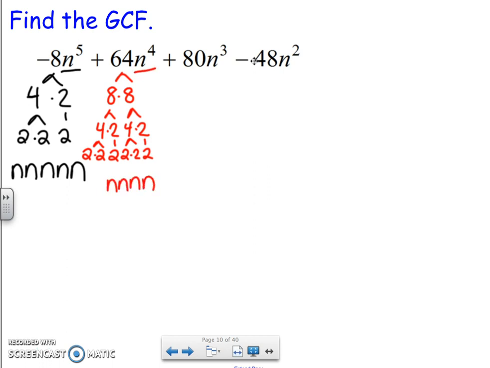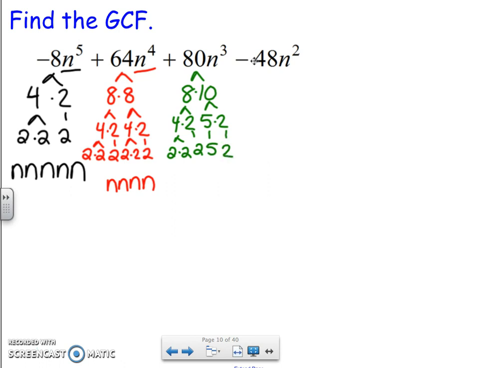All right, with 80, that would be 8 times 10. I know 8 is 4 times 2, and 10 is 5 times 2. And then again, 4 can break down to 2 times 2. Bring down this 2, bring down this 5, and bring down that 2.